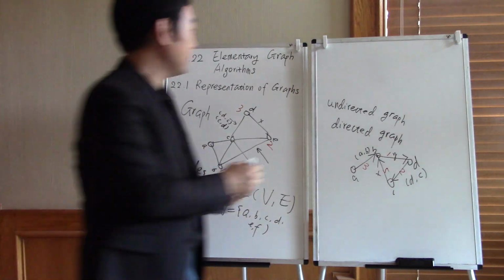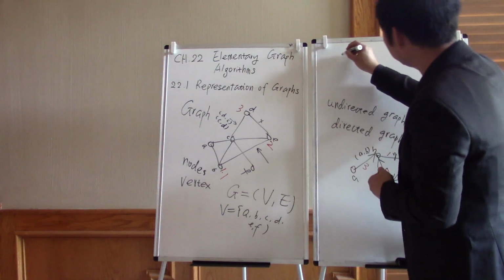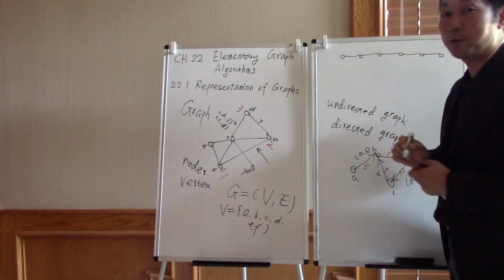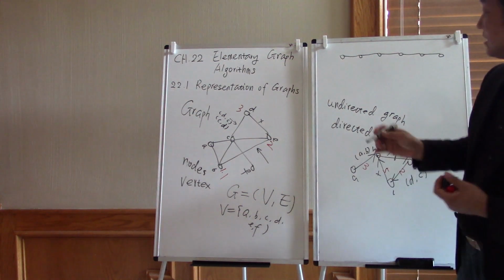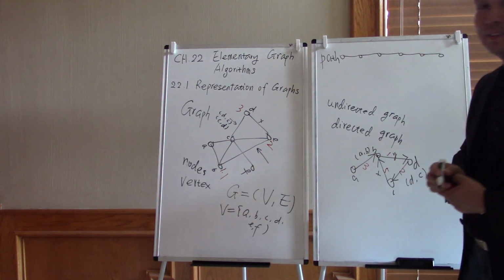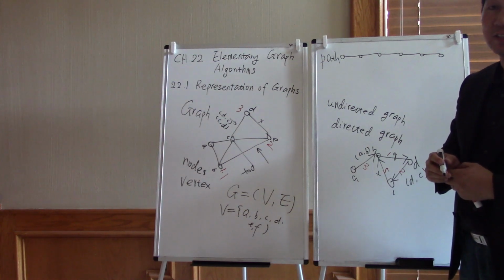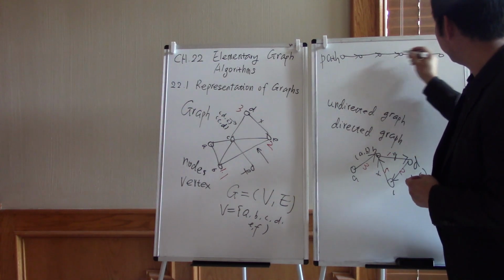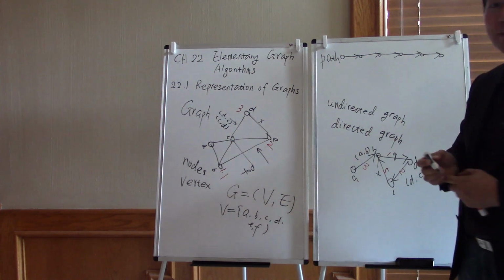Say, for example, if I draw a graph like this, so what kind of graph is this? This is a path, right? It's a path where edges don't have directions. But if I add direction to these edges, then we have a directed path.